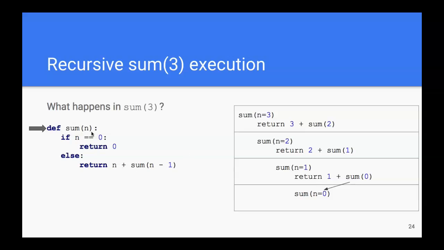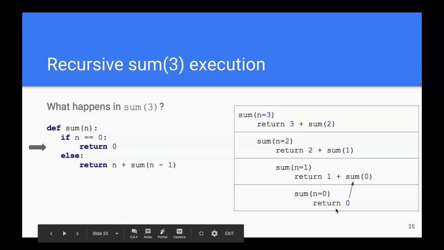So we call sum one more time with n equal to 0. And now 0 is equal to 0. So we're finally able to get into return 0 here. We're finally hitting the trivial case that we talked about earlier. We no longer have to do a recursive call. We can actually return a real number now.